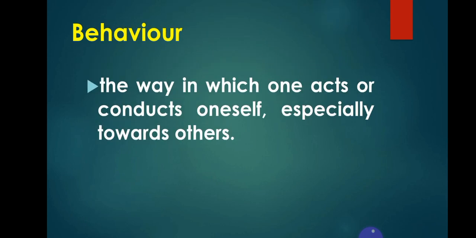is the way in which one acts or conducts oneself, especially towards others. It is the way on how you make actions, or it is the actions and mannerisms made by individuals, organisms, systems, or artificial entities in conjunction with themselves or their environment, which includes the other systems or organisms around, as well as the physical environment. So when we say behavior, this is how you act on your way, whether for individuals, for animals, or for any organisms.